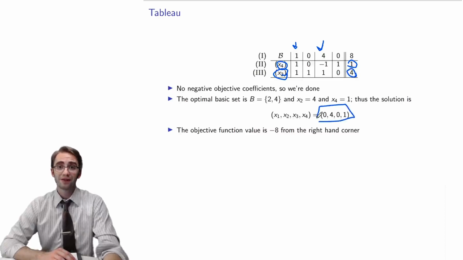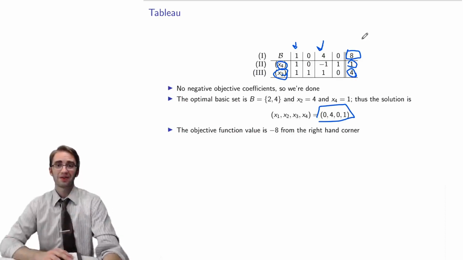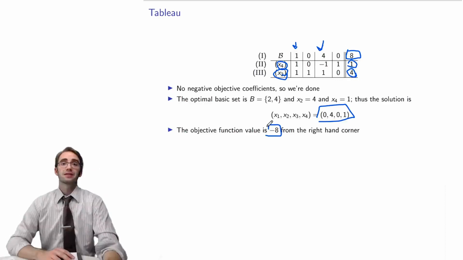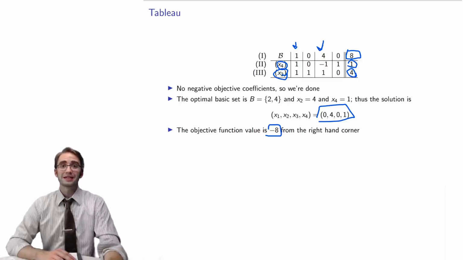And the objective value is actually this number here times -1. And that is always true. The objective value times -1 is always the value in the upper right. And so the objective function value is -8. So reading the solution off of a tableau is very, very simple. And so recovering it is straightforward.